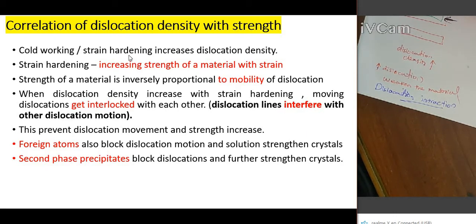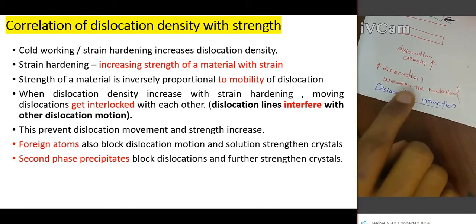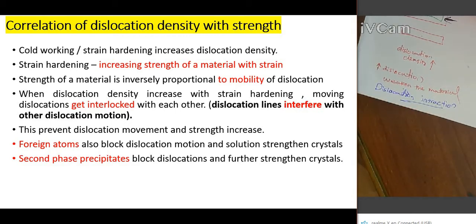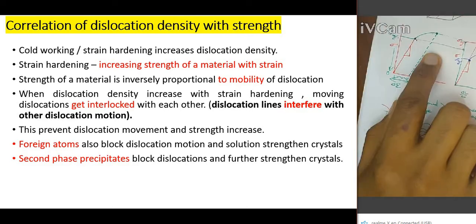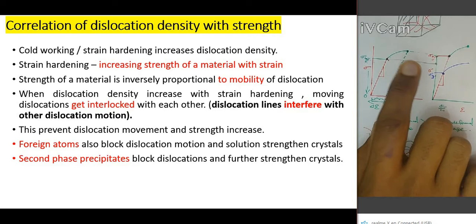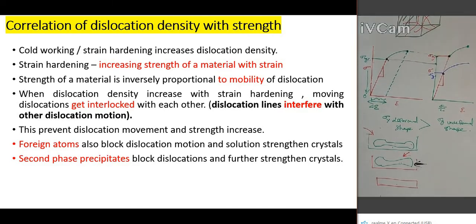So what happened during this cold working process? Actually, during the cold working process, the strength should have increased. We experimentally prove that during the cold working process, the strength is increased. So how is this strength increased? During cold working, the strength of the material increases. We already explained that. And the strength of the material is inversely proportional to the mobility of the dislocation.